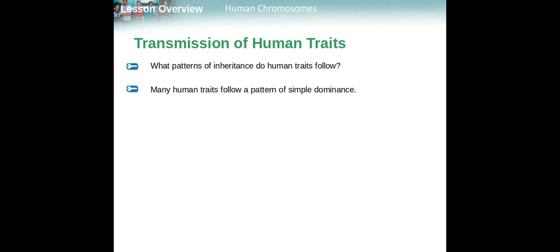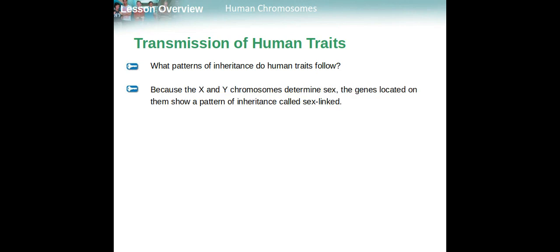The reality, as you're going to see in these slides, is there are a bunch of different patterns. Many human traits follow a pattern of simple dominance, which is what we've talked about so far for the most part. The alleles for many human genes display codominance, which is where two traits show. Because the X and Y chromosomes determine sex, the genes located on them show a pattern of inheritance called sex-linked.